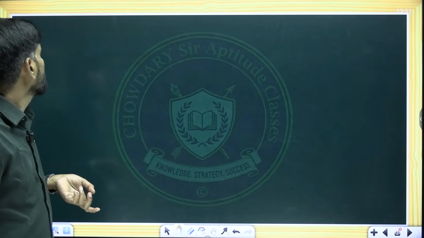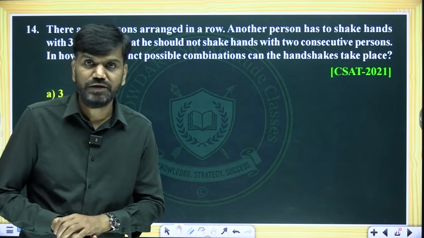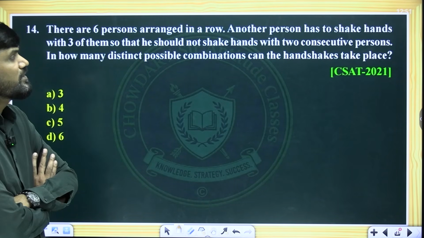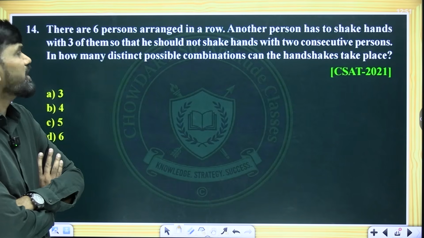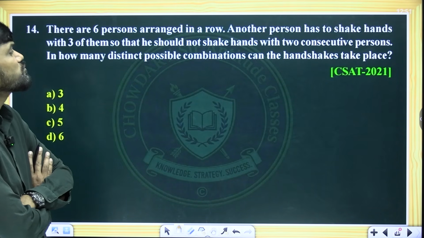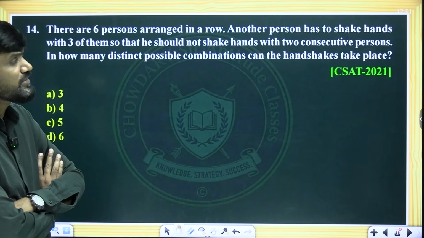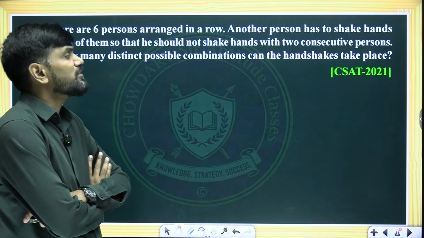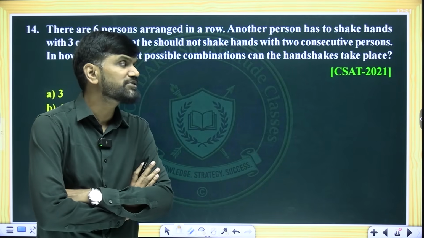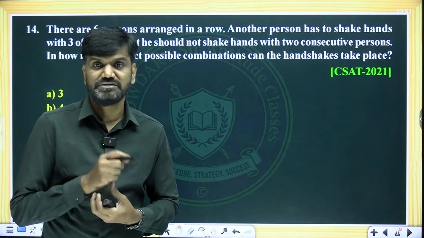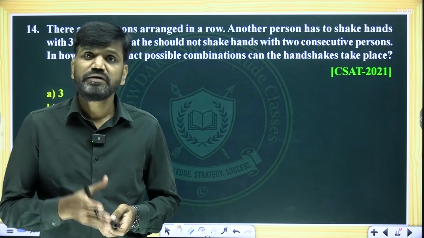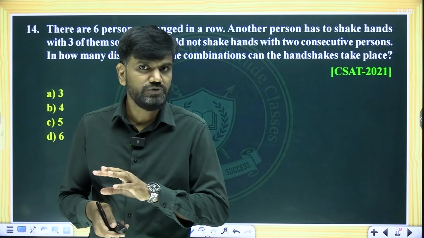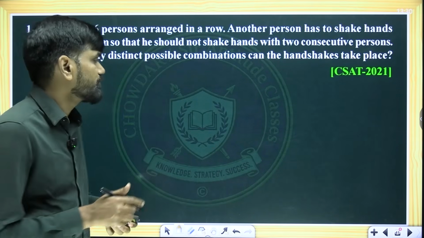Next, problem number 14. There are 6 persons arranged in a row. Another person has to shake hands with 3 of them so that he should not shake hands with 2 consecutive persons. In how many distinct possible combinations can the handshakes take place? This will be found in 2 different approaches. I'll show you the logical approach, and I'll show you the formula approach also.